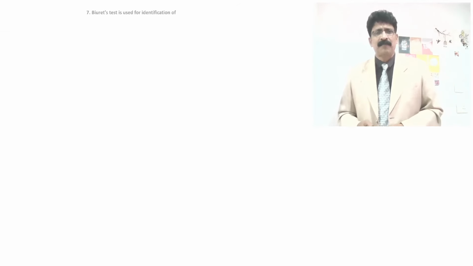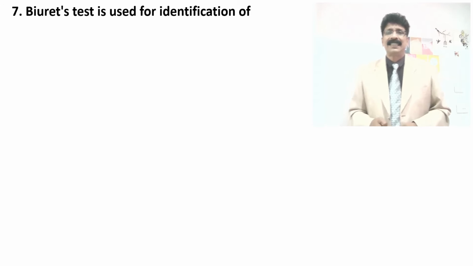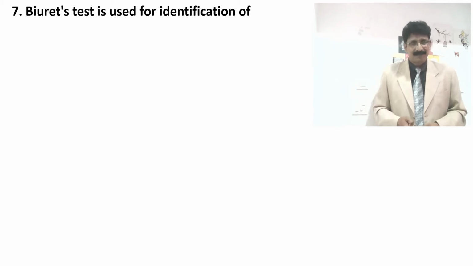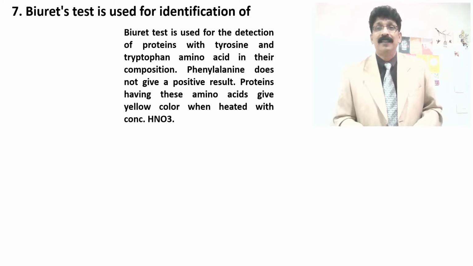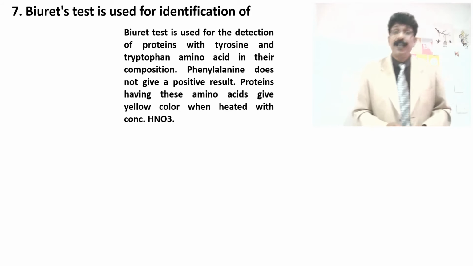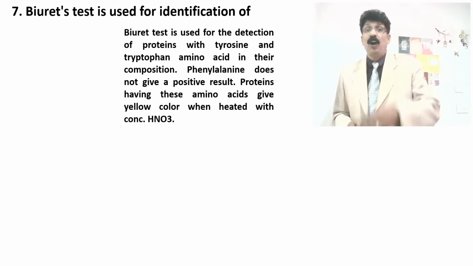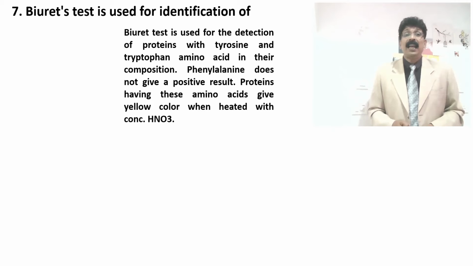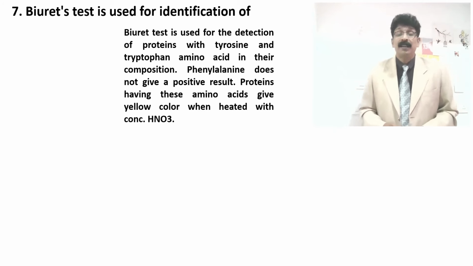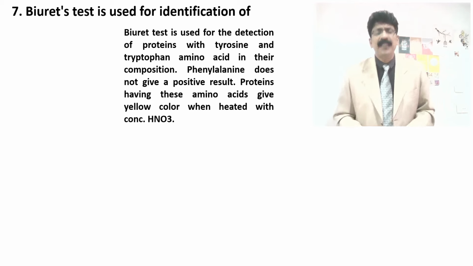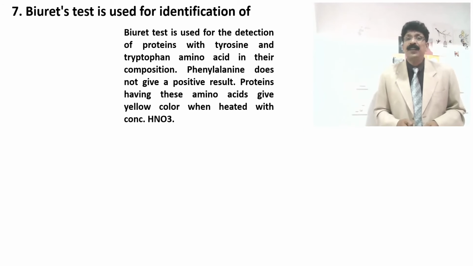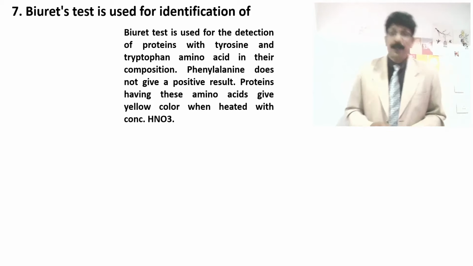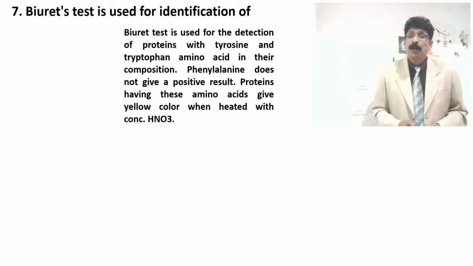Very simple. 7, biuret test is used for identification of. So everybody knows biuret test is for proteins, which test we have used in our lab also. So the choice they have asked is very important, but biuret test is used for the detection of proteins with tyrosine and tryptophan amino acids in their composition. Phenylalanine does not give a positive result when you are using the biuret test. Proteins having these amino acids give yellow color when treated with concentrated nitric acid. So by this we can understand, biuret test is used for identifying protein, but specifically it is due to the color from the presence of amino acid.